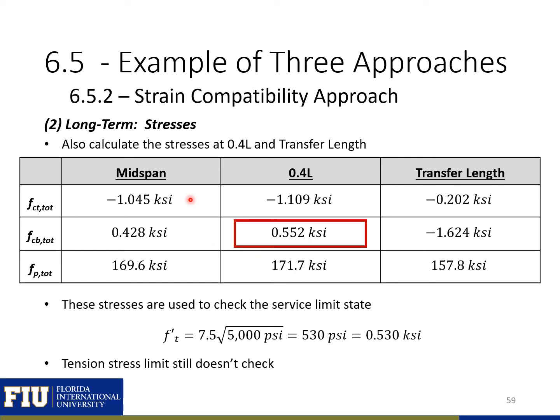You can see at midspan all of our stresses check. We're below our tension limit at the bottom fiber, but at 40% length, because of our harp strands and the strand eccentricity decreasing along the length, the bottom fiber tension actually is above the tension limit, the 7.5 times the square root of f'c tension limit. So actually this design doesn't check. So this just shows the importance of checking your stresses along the entire length of your beam.